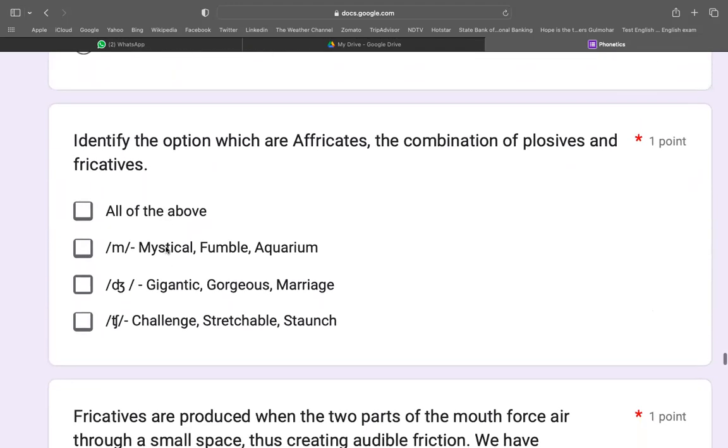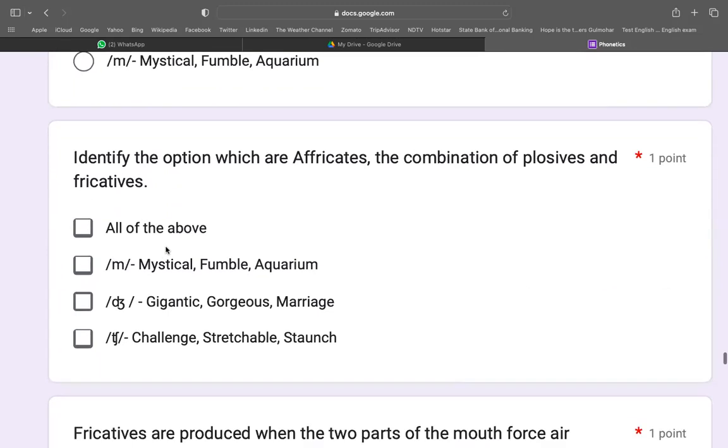Then it is called: identify the option which is or are called affricate.